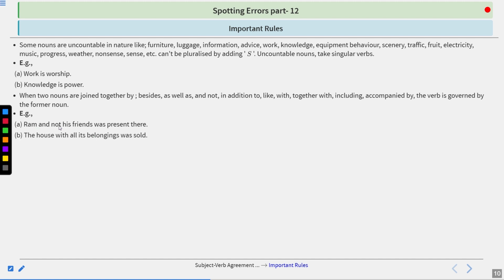The house with all its belongings was sold. Again, we have used a preposition here, and the word which comes after the preposition becomes an object. So all its belongings has become an object, and verb does not agree with objects. So the rest part is the house, and it is the subject of the verb was.